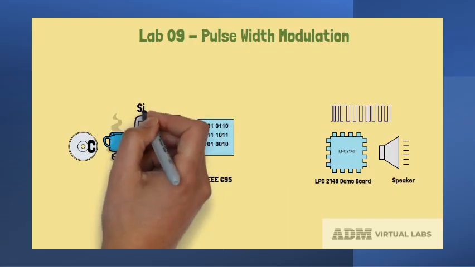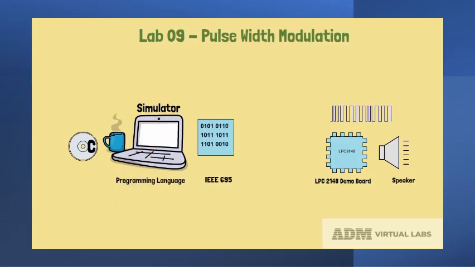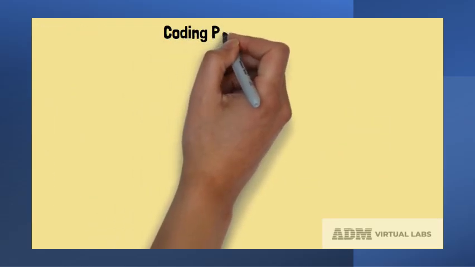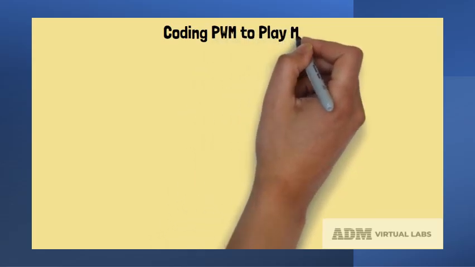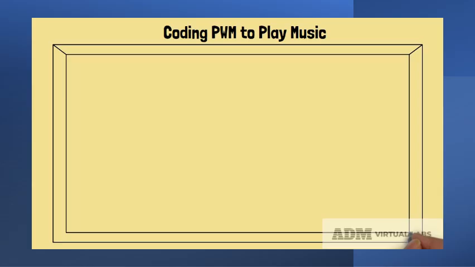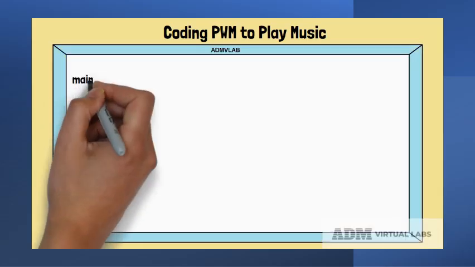To debug embedded C program on the PC, we use a simulator. We use a Jaguar debugger to download and test the program running on the target hardware. All our C programs start from main.